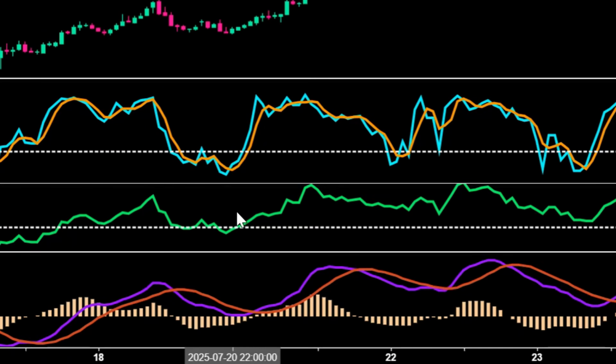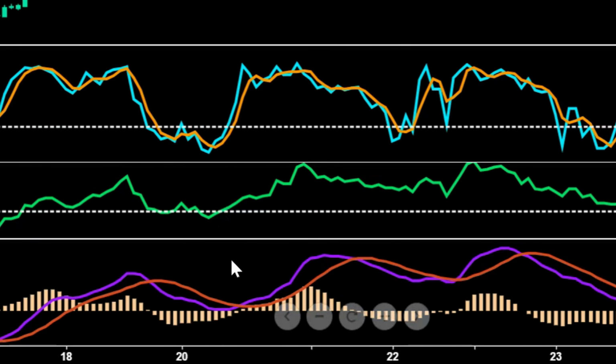Next, we check the RSI. It should be above the 50 level. This confirms that the overall trend is up and we only want to take trades in the direction of that trend. Then we look at the MACD to make sure momentum supports our entry.